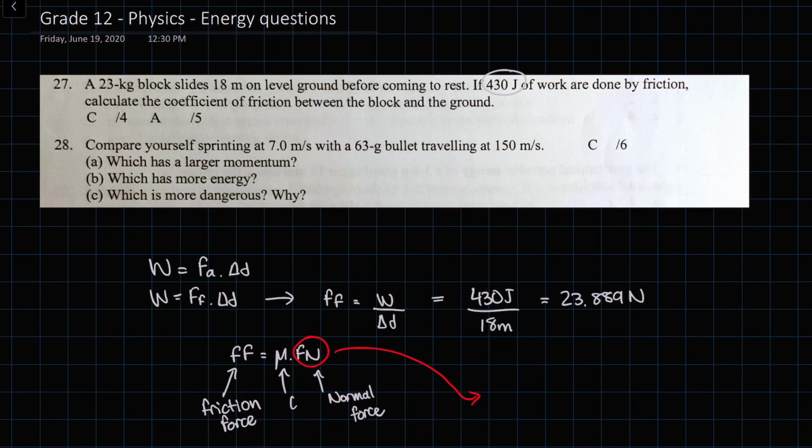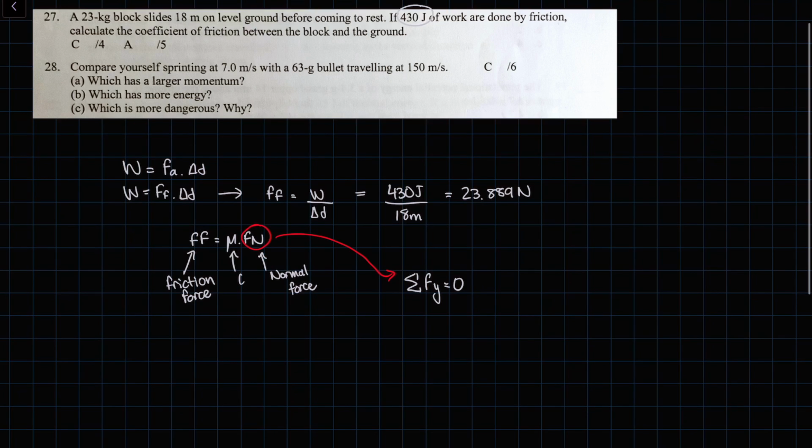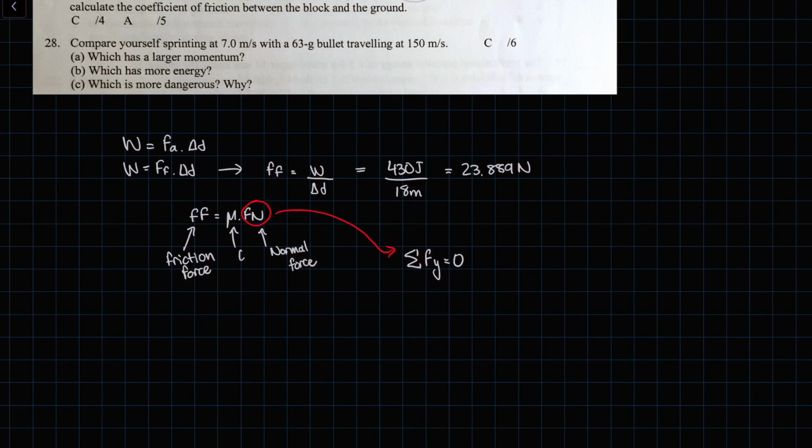To get Fn, we can look at our vertical axis, the y-plane. We know that the sum of forces in the y direction must equal 0. Why? It's because it is on a flat surface, level ground, and isn't moving in the y direction. Breaking this down into components, we have Fn minus mg, where mg represents the force of gravity, and that has to equal 0.